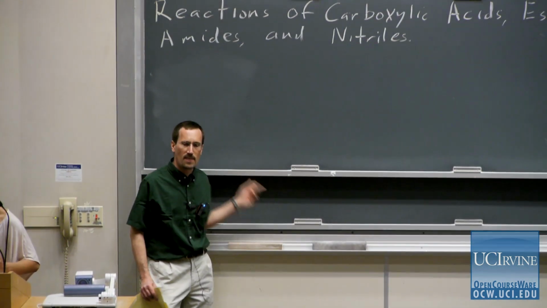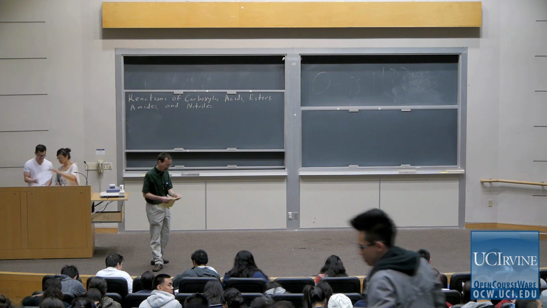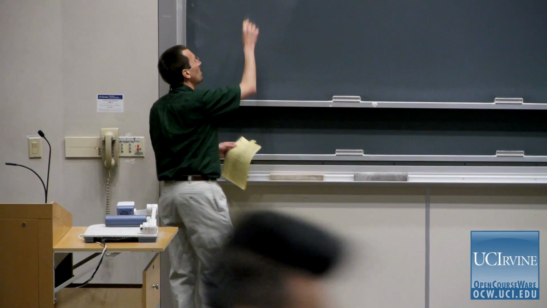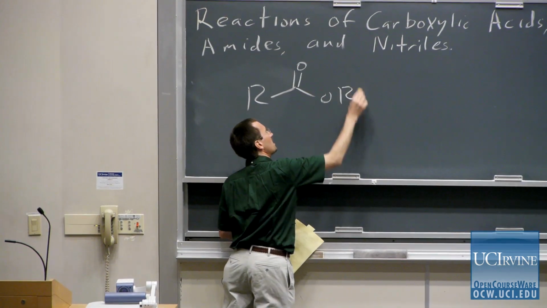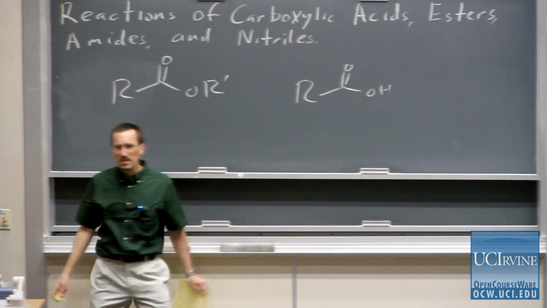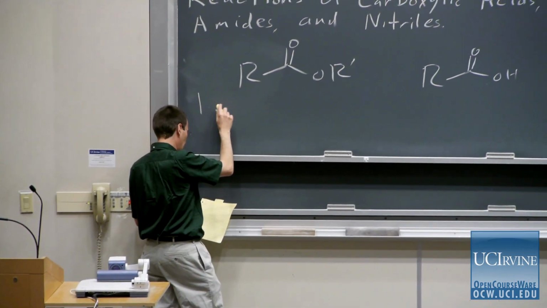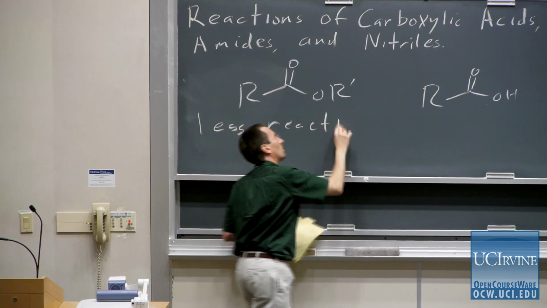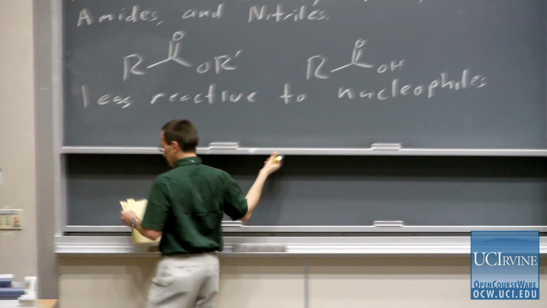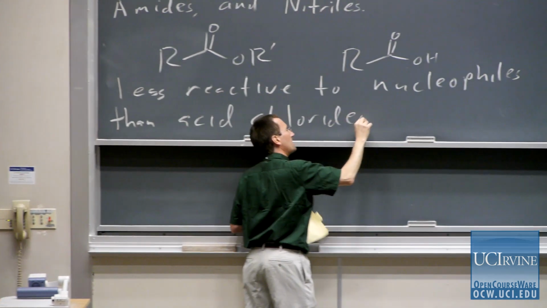We'll talk about some of the chemistry of carboxylic acids that we haven't seen before. We'll talk about the chemistry of esters, and we'll talk about amides and nitriles. And these are all less reactive than acid chlorides and anhydrides. So if I wanted to make some generalization, here's a generic ester structure. Here's a generic carboxylic acid structure. And in general, these structures are less reactive. These functional groups are less reactive to nucleophiles than acids and acid chlorides, and anhydrides, let's say.